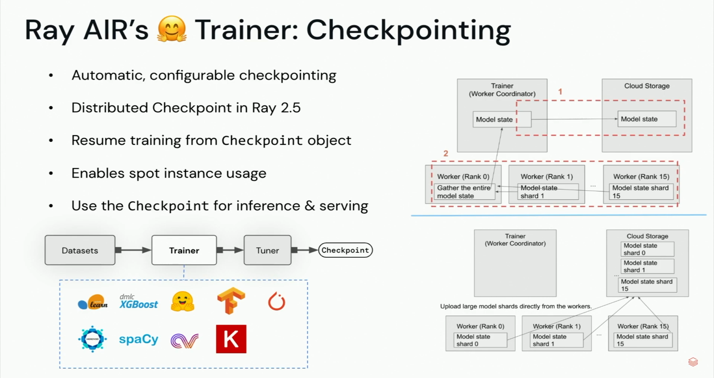And also the resumption of training is fully automatic. So if there is some sort of failure, a node failure perhaps, or if you are using spot instances and the spot instance is preempted, Ray can automatically detect that.